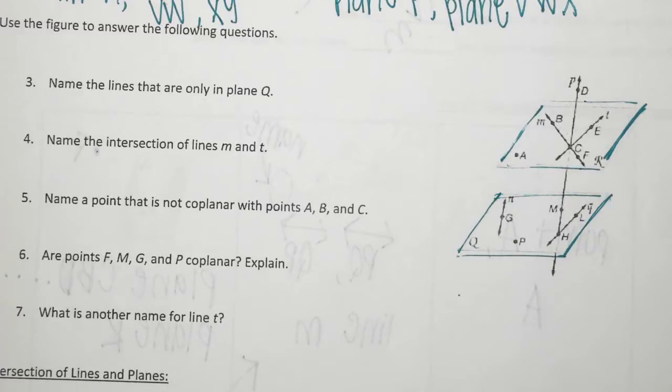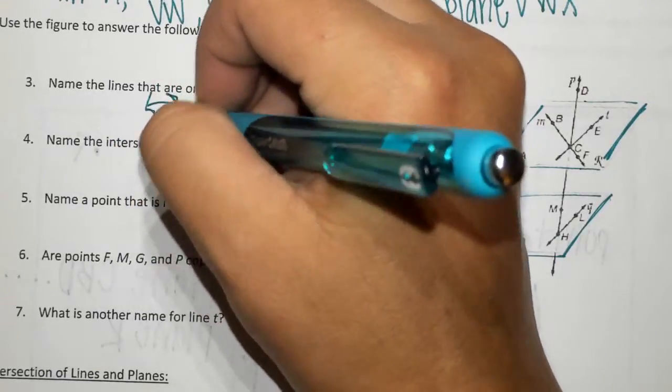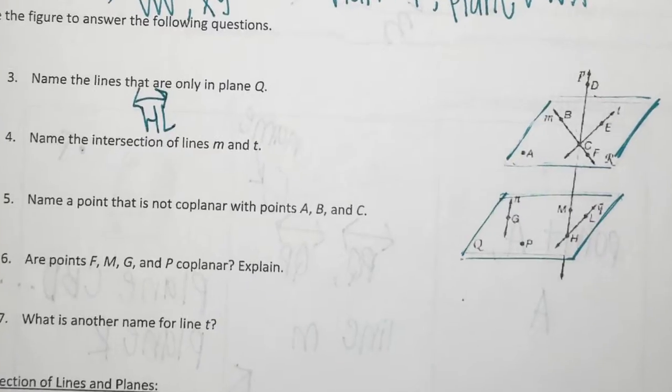So on number 3, name the lines that are only in plane Q. Well, that's line G and line Q. That's a Q. That's a Q. Could I say line HL? HL. Here's the thing I need to tell you.